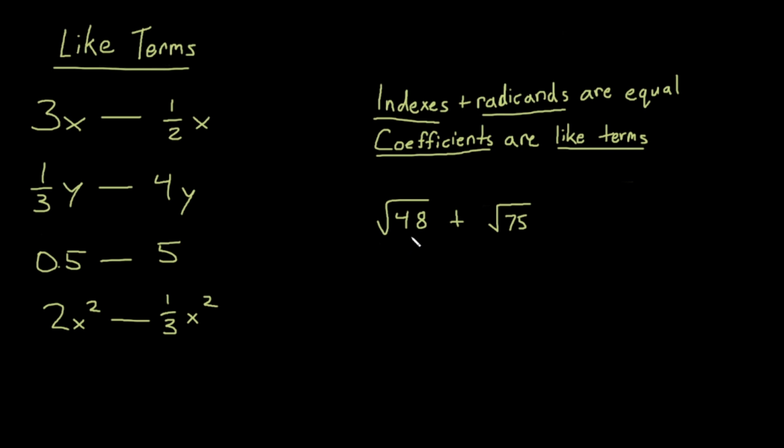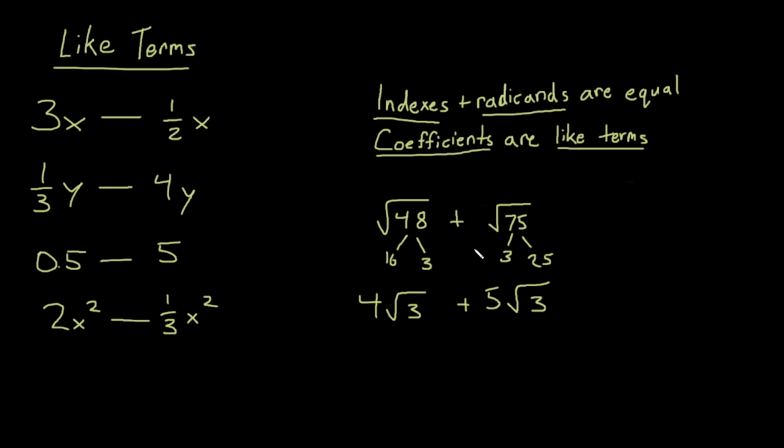So, 48 is divisible by 16 to make 3. We know that 16 is a perfect square, so we can factor this out as a 4, so we'd have 4 root 3. Now, we do the same thing with 75. 75 has factors of 3 and 25. 25 can be factored out to have 5 root 3.